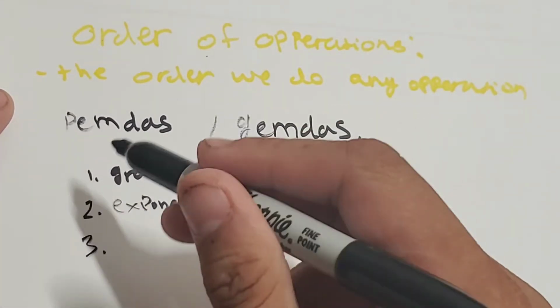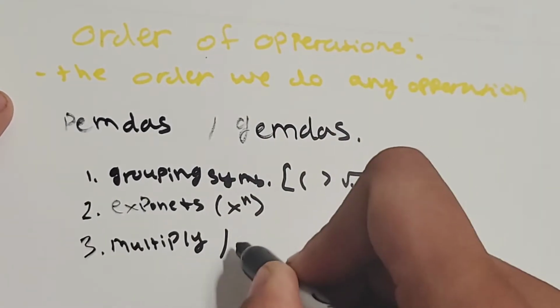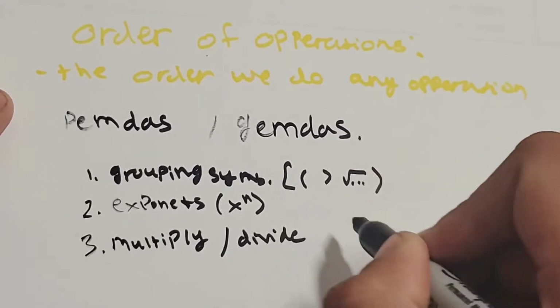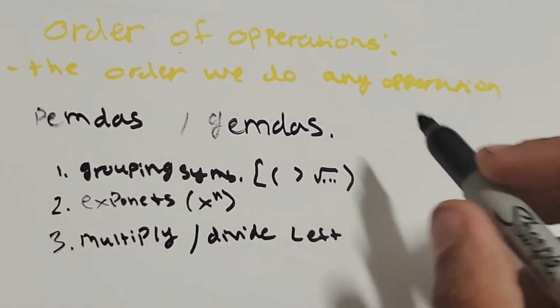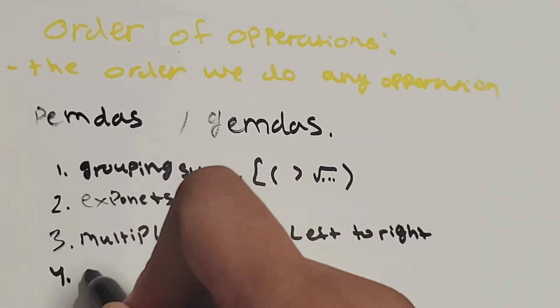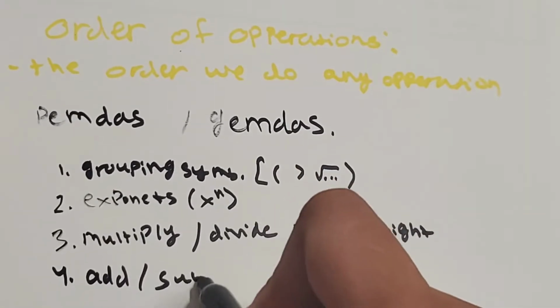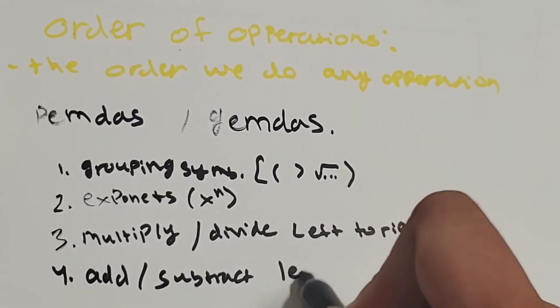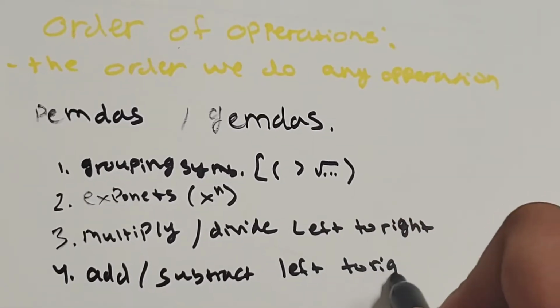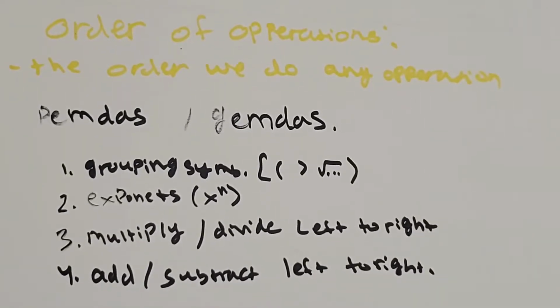Then we have multiply or divide, left to right. Then we add and subtract as well, left to right. You always add and subtract left to right. It doesn't matter which one really comes first. You just add and subtract left to right. And that's just the general way we do things in math.